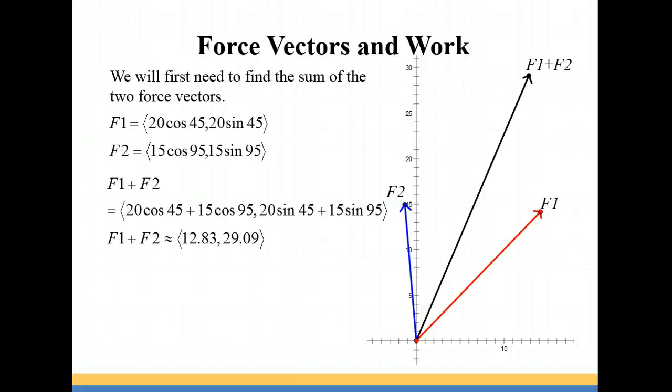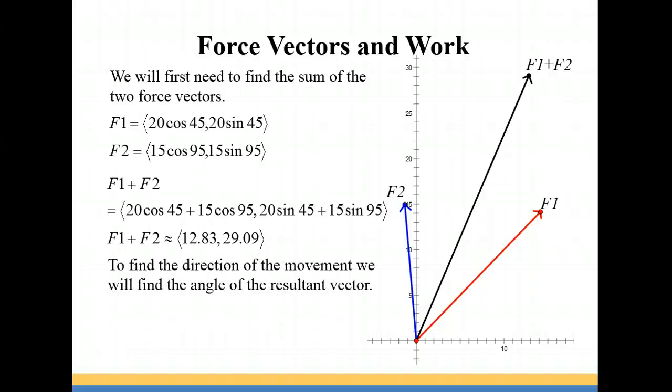So remember that when you're adding your vectors together, you add your x components and then you add your y components. And then in this case, we're just going to estimate those two sums. So I have 12.83 and 29.09. Now to find the direction of the movement, what we're going to do is find the angle of the resultant vector. So I took the arctan of the y component over the x component and got 66.2. So from the positive x-axis to our sum vector, we're going to have 66.2 degrees.